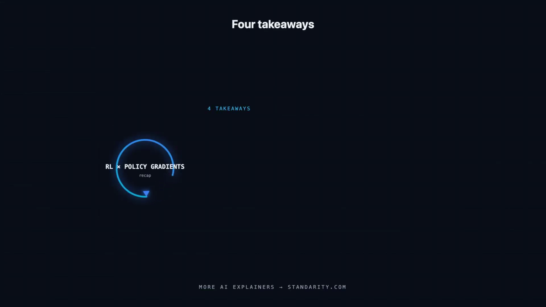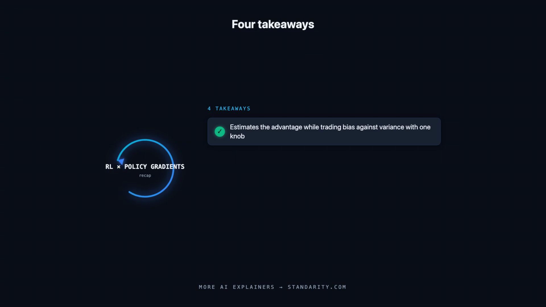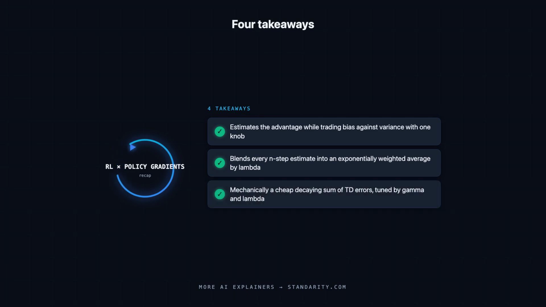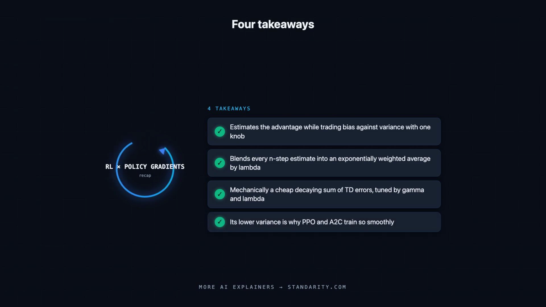Alright, let's lock in what matters. Generalized advantage estimation is a method for estimating the advantage while smoothly trading off bias against variance with a single knob. It blends every n-step estimate into an exponentially weighted average, controlled by a lambda parameter between 0 and 1. Mechanically, it's a cheap decaying sum of temporal difference errors along the trajectory, tuned by the discount gamma and the GAE lambda together. Its payoff is dramatically lower variance, which is a big part of why PPO and A2C train so smoothly.